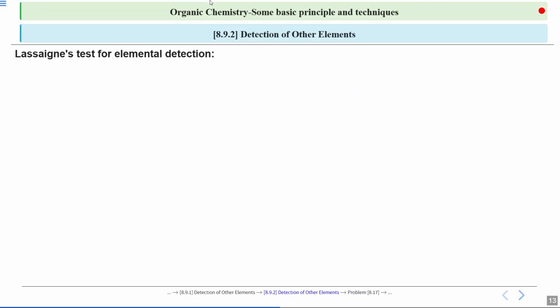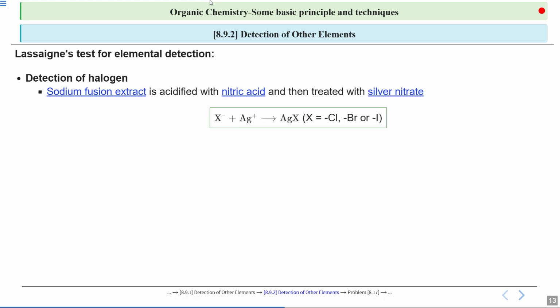Now we are going to study this test for halogens. First, let's focus on the detection of halogens. Halogens are elements like chlorine, bromine and iodine, which are often found in organic compounds. Identifying them is important for understanding the compound's properties and potential reactions. To detect halogens, we use a sodium fusion extract. This extract is acidified with nitric acid and then treated with silver nitrate. The reaction forms a precipitate which helps us to identify the specific halogen present.